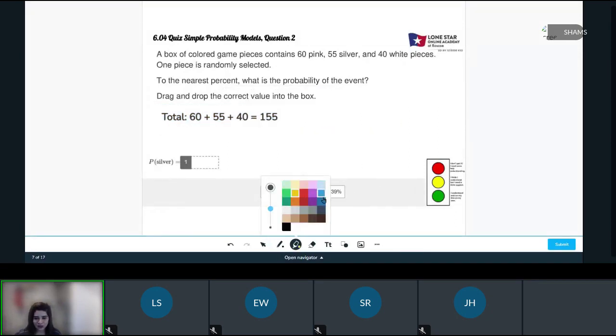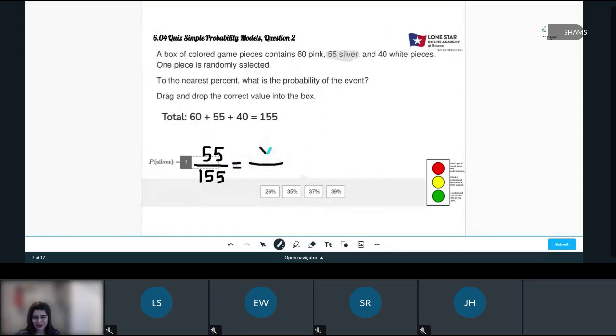I want to figure out the answer for probability of silver. Okay, probability of silver. Go to silver. There's 55 silver, right? If you want to write it as a fraction, simply do 55 over 155, and then change it to a percent. Everybody do the calculation so we can see how much we get. And if you want to make it a percent, we do x, or a missing number, over 100 to make it into a percent, right?